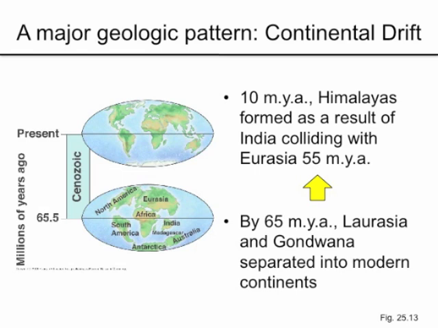And then about 10 million years ago, the Himalayas form as India collided with Eurasia, which was about 55 million years ago, starting to push up the Himalayas. And you can see North America and South America now have connected, and you're beginning to see things looking like the modern day position of the continents. So what this is called is continental drift. As the continents rearrange and move around, this is continental drift.